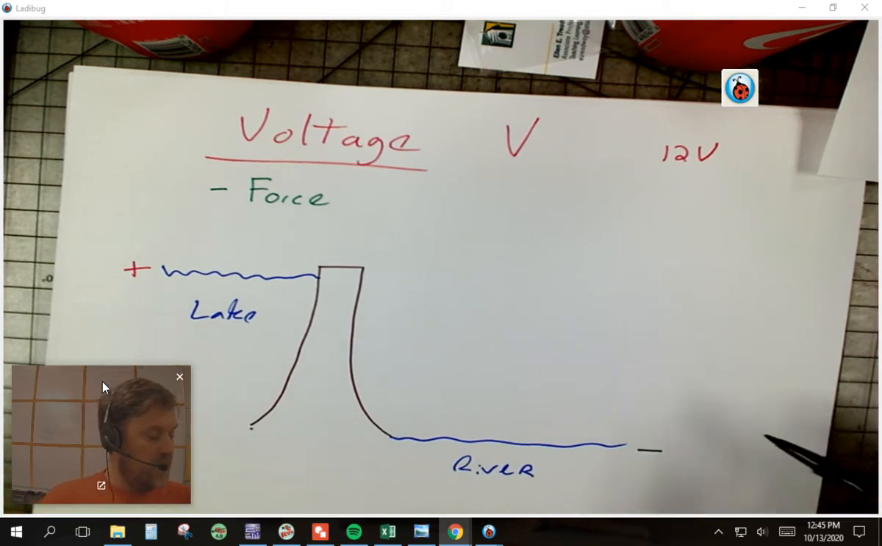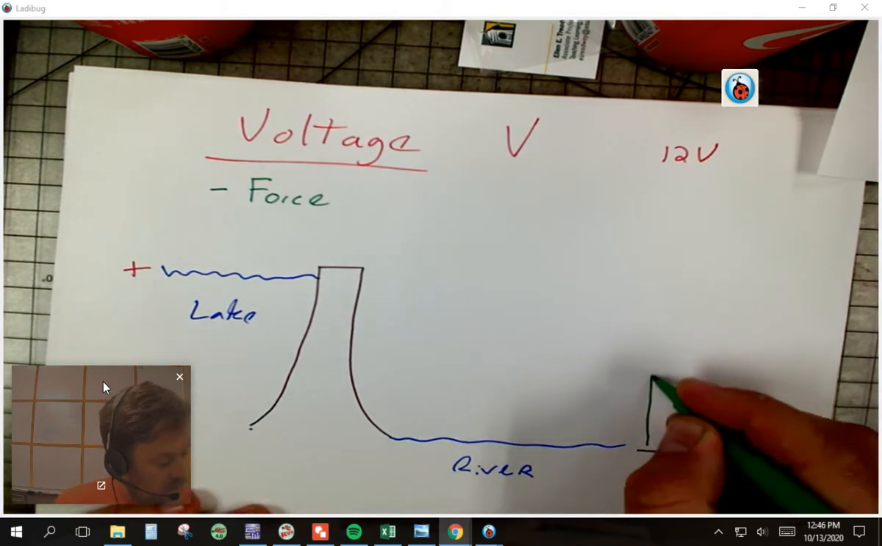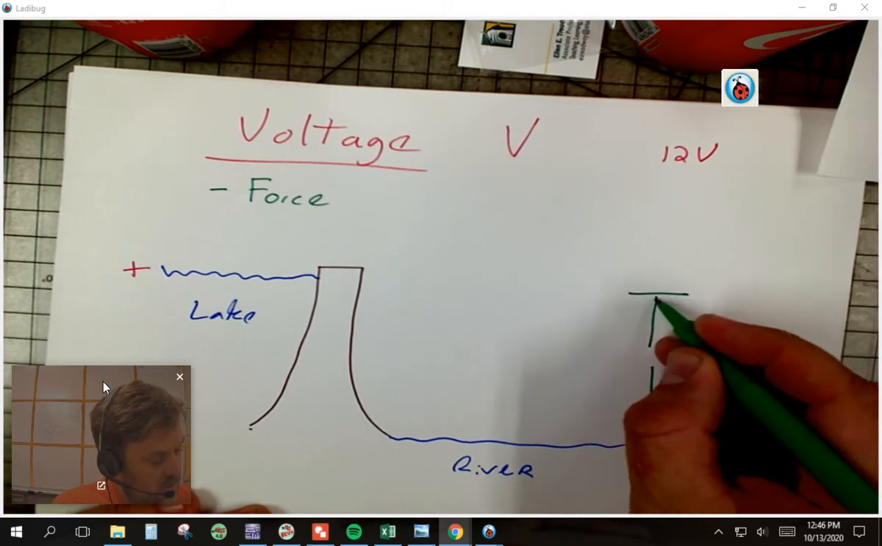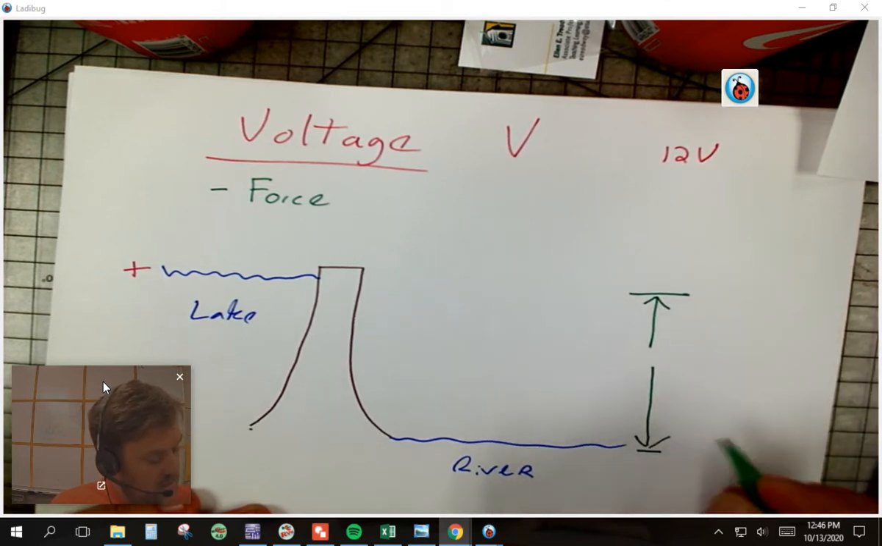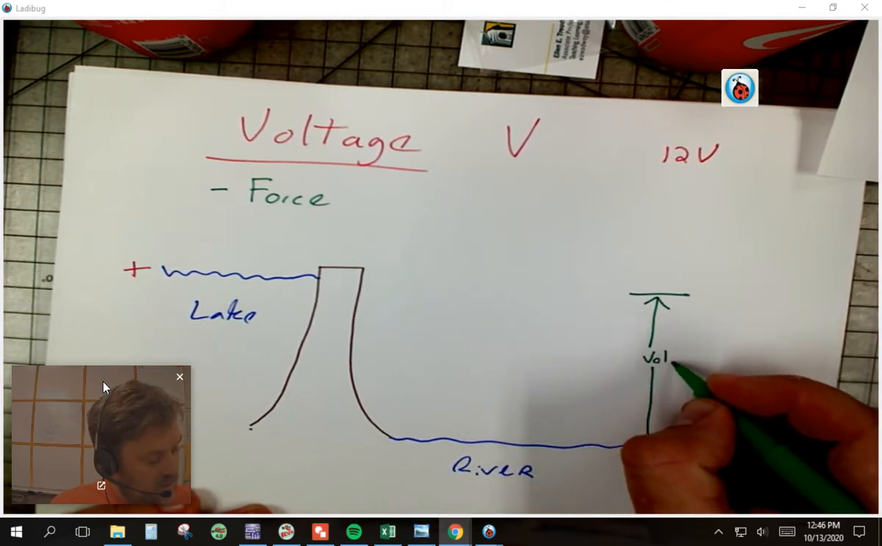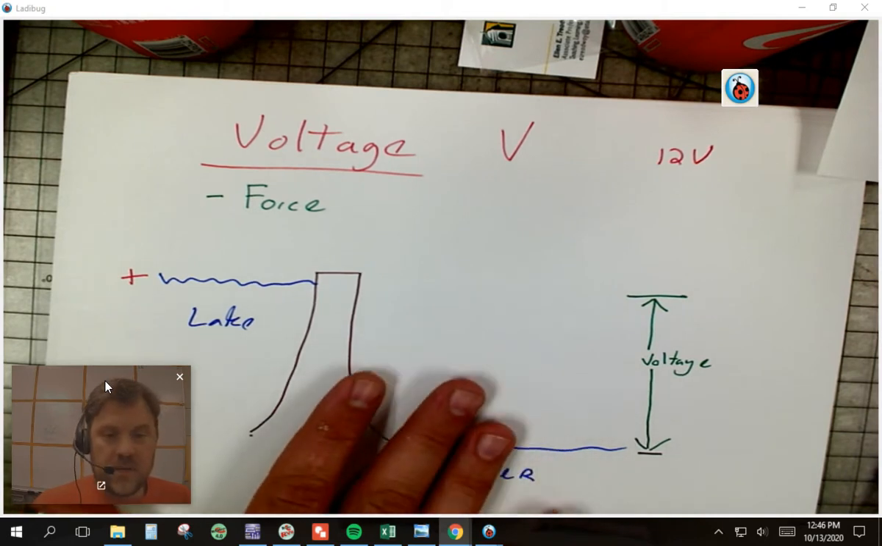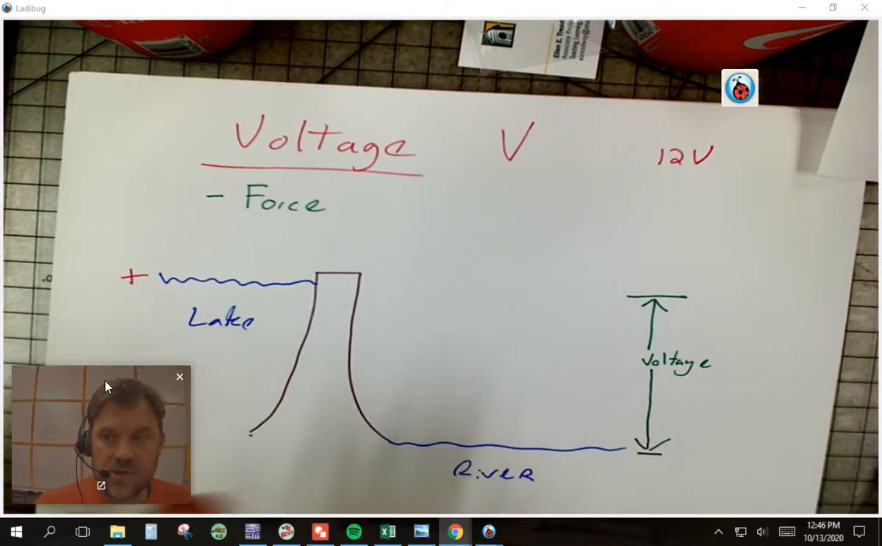So I have that, I could measure that same thing here. If I measured this height difference, and I said, what's the height difference between here and here, right? I could say that's my voltage. That's that potential energy difference between those two things. And I kind of like to think about it like that. So we could measure this in a circuit.